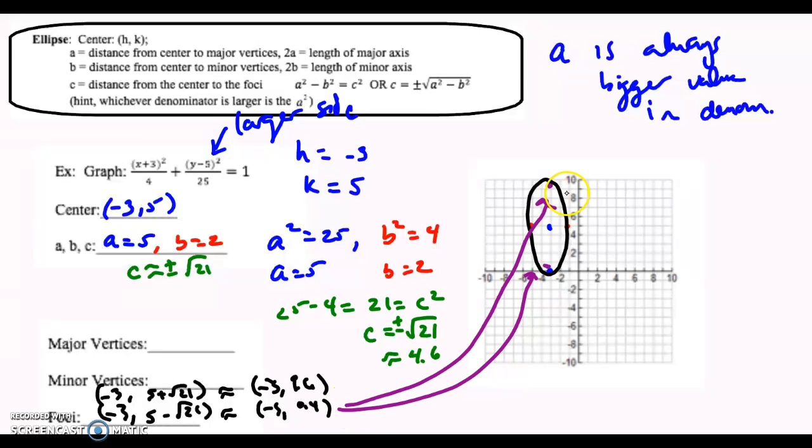Your major vertices, I said them already, I just never wrote them down. Your major vertices are going to be -3, 10, because it's along the major axis, and -3, 0. And the minor vertices are going to be -1, 5, and this point, which was -5, 5.